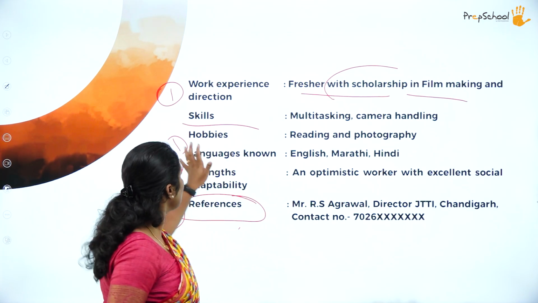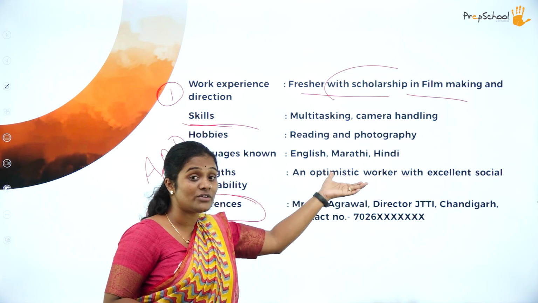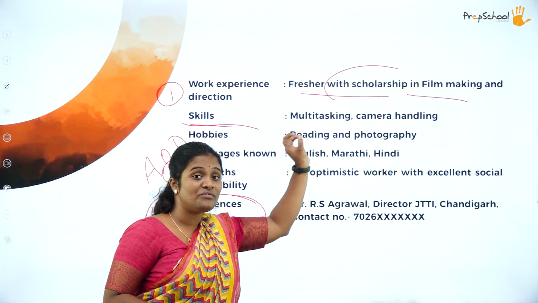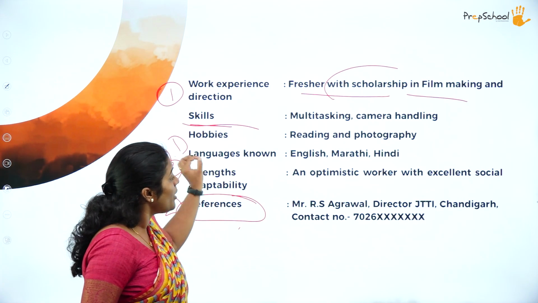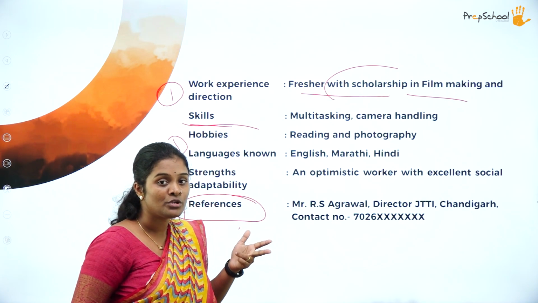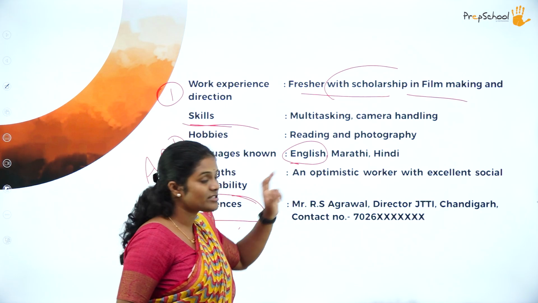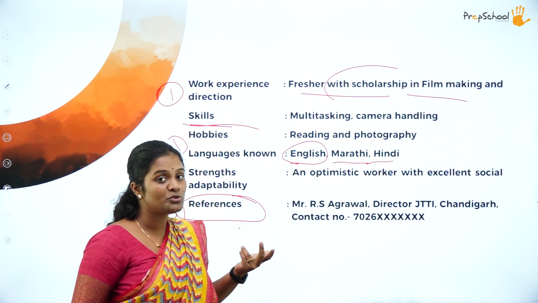Multitasking, camera handling are the skills of this person. Hobbies, reading and photography. Photography relates to this field that he or she is applying to. So it's a smart move, isn't it? Then hobbies are done. Languages known: English, Hindi, Marathi. If you know English, that is good. You'll be able to communicate with lots of people. Marathi, Hindi, it'll be useful as well.